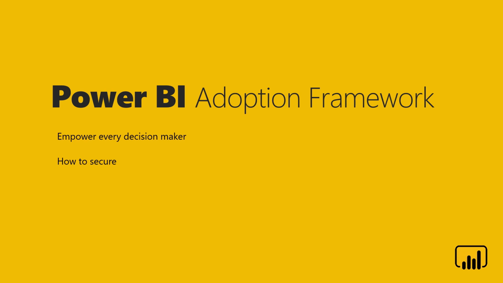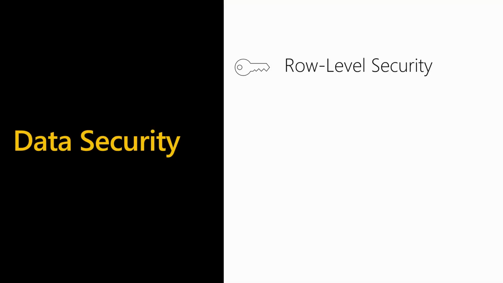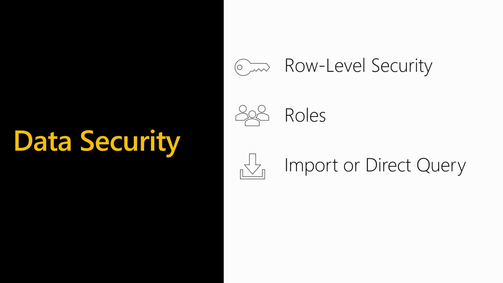And in this video, we will talk about how to secure Power BI and control which users can see what data. Row-level security with Power BI can be used to restrict data access for given users. Filters restrict data at the row level, and you define filters within roles. You can configure row-level security for data models imported into Power BI with Power BI Desktop, as well as datasets that are using direct query, such as SQL Server.